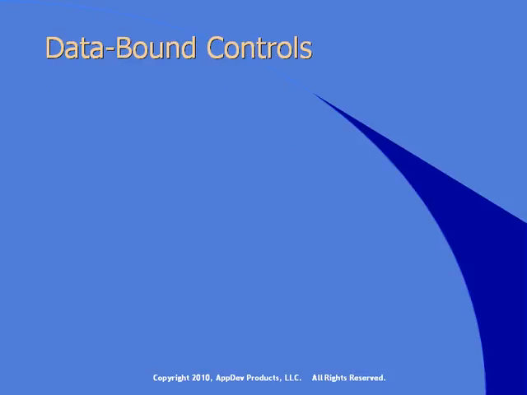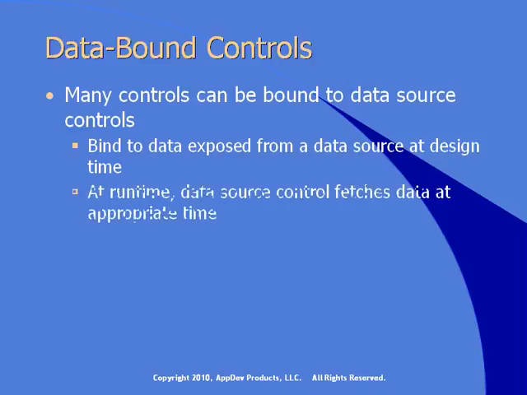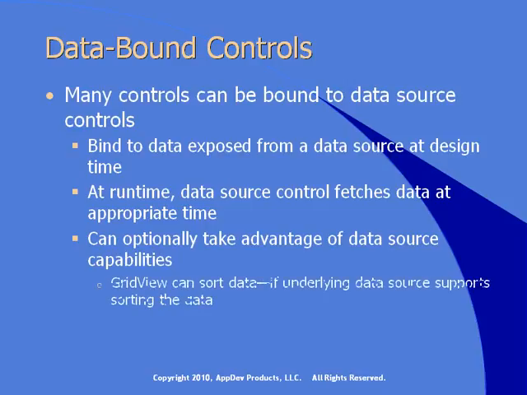On the other side, we have controls that can be bound to the data source controls. Lots of controls can be bound. They bind to data that's exposed from a data source at design time. The beautiful part of this is you lay this all out at design time, so you don't have to write any code to perform the binding at runtime. At runtime, the data source control fetches the data at the appropriate time in the life cycle of the page. Optionally, you can take advantage of specific data source capabilities. For example, the GridView can sort data only if the underlying data source supports sorting the data.